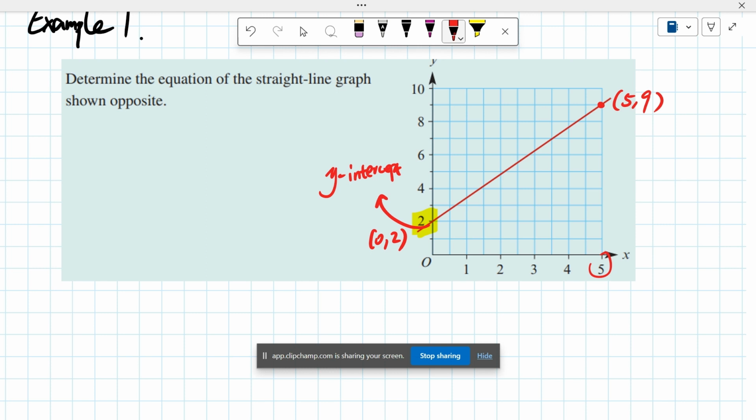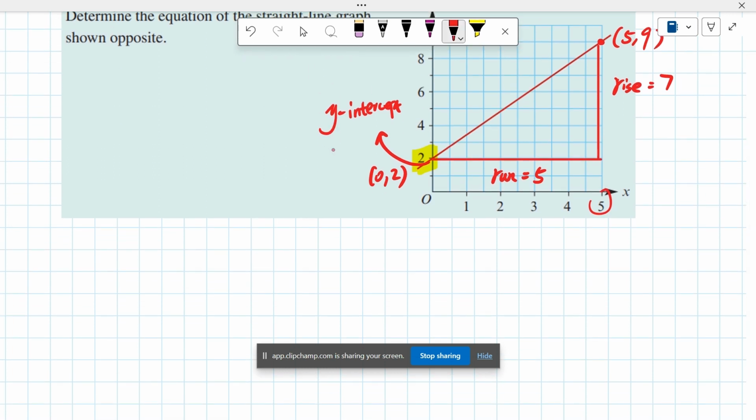Okay, now we're going to make the straight line from here. And remember, we do rise and run. So the run is 0 to 5, which is 5. The rise will be 9 minus 2, equal to 7. So now we know the slope equals y2 minus y1 divided by x2 minus x1, that equals 9 minus 2 over 5 minus 0.